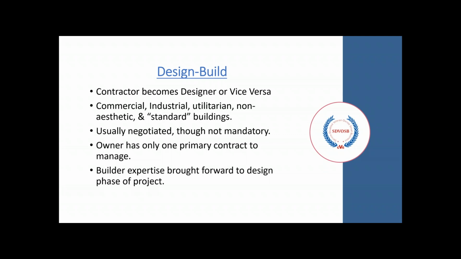One arrangement of a contract can be a design-build contract. In this arrangement, the contractor becomes the designer, or vice versa. You can see it in commercial work, industrial work, utilitarian work. Often it's in non-aesthetic and quote-unquote standard buildings. Usually a design-build is negotiated, but it's not necessarily mandatory. It could be open to a public bid.